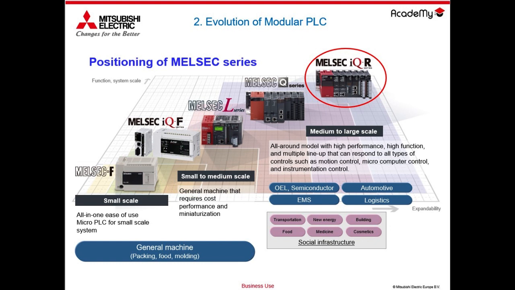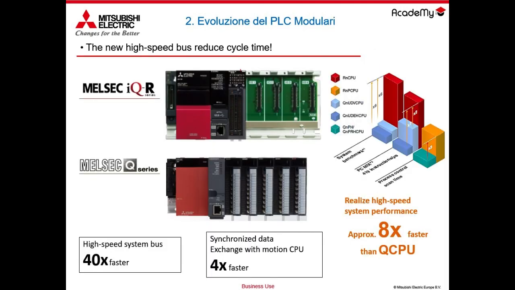The iQ-R system in the Mitsubishi PLC lineup is located at the highest point, in terms of performance, therefore calculation power and backplane speed. In fact, iQ-R is the evolution of the Q series and is even more performing than the latter. To give a figure, the processing time of an elementary instruction in ladder for the iQ-R is below the nanosecond.